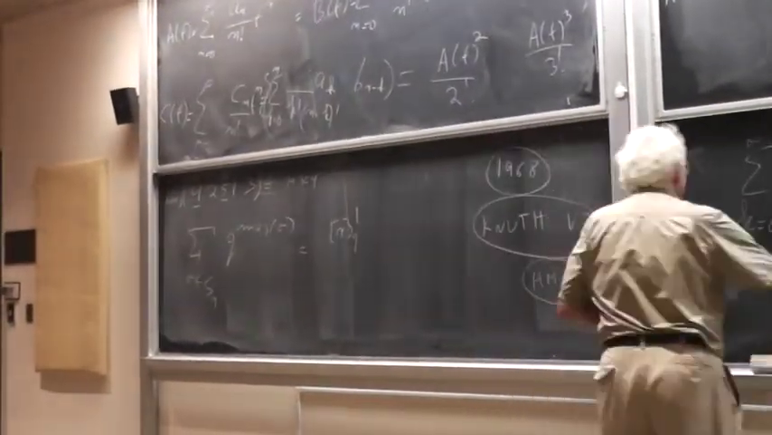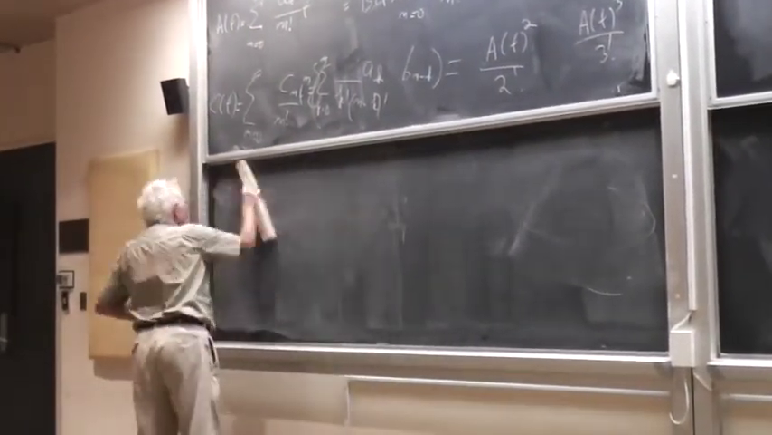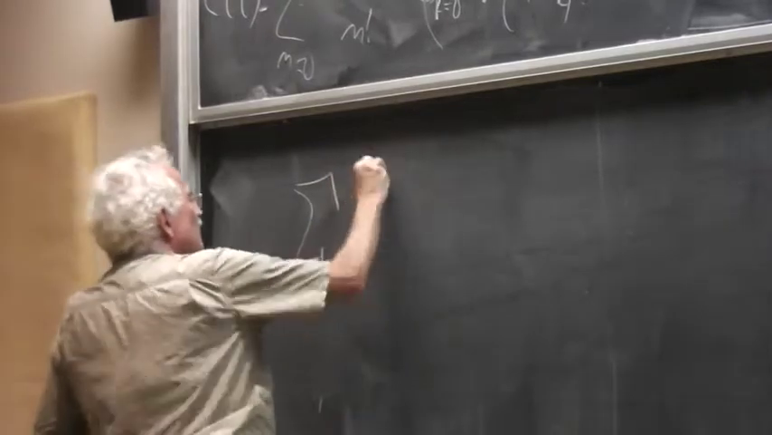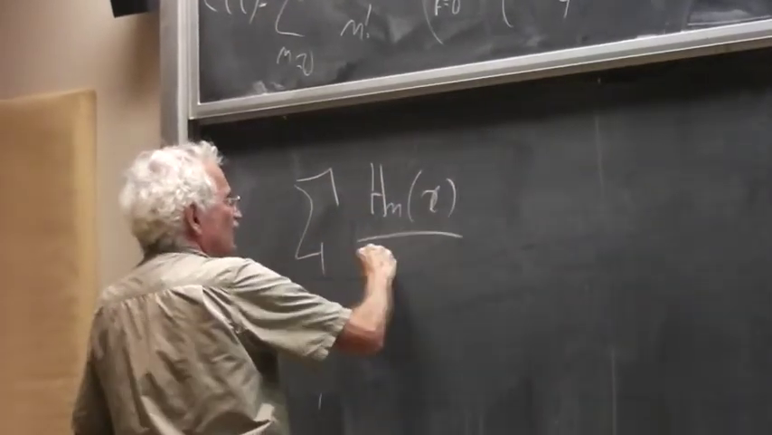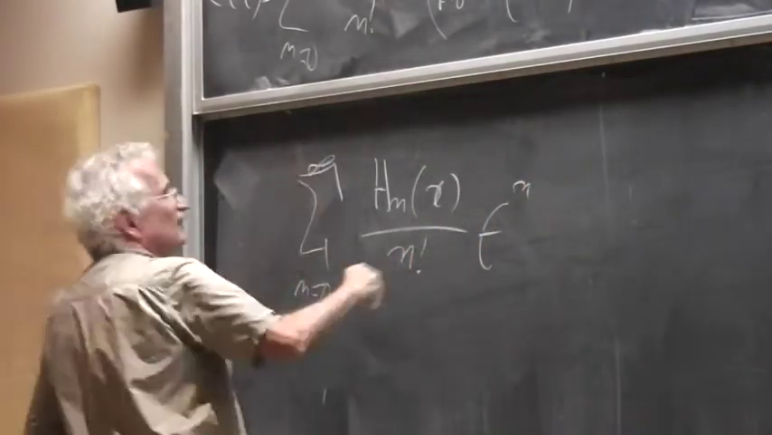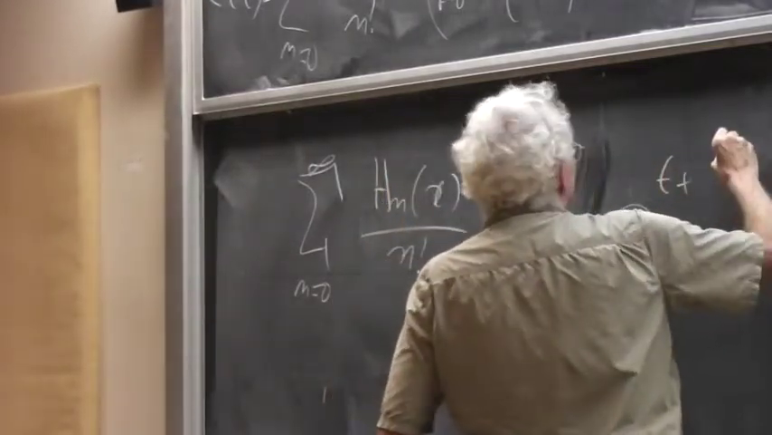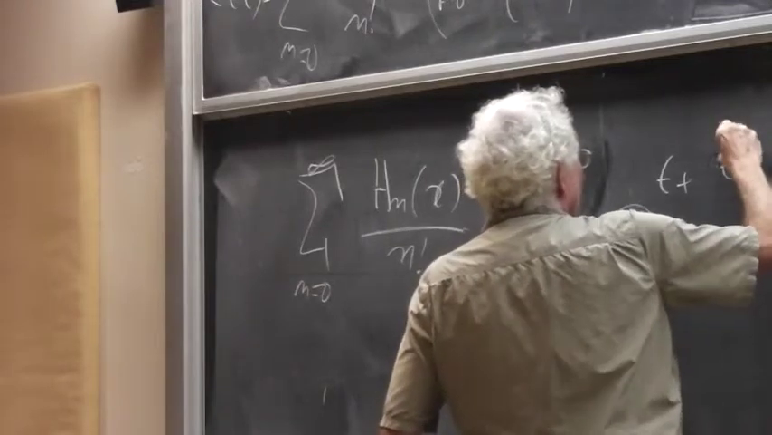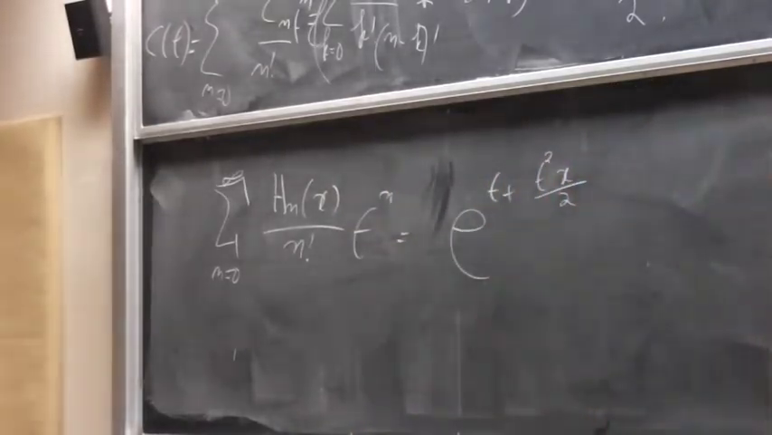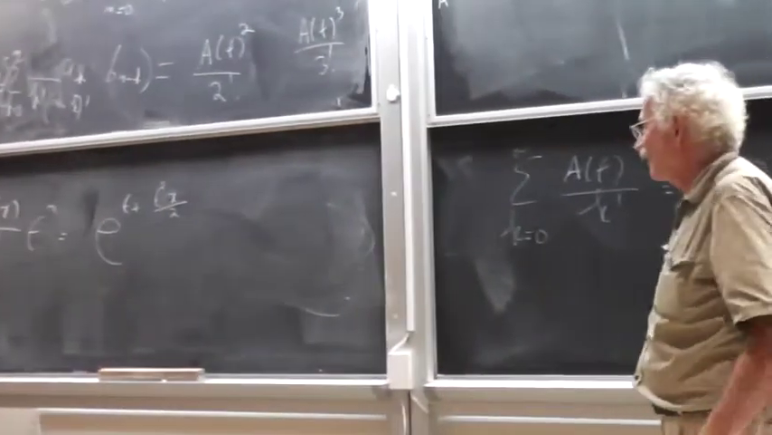So let's put again the generating function for the Hermite polynomials. So Dominique saw combinatorics. The sum of a sub n x, n factorial times t to the power n, n goes from 0 to infinity, equals e to the power t plus x t squared over 2. That's it. That's one way to define it. Once again, it's normalized. It's not exactly the one from the textbook, but it's equivalent.